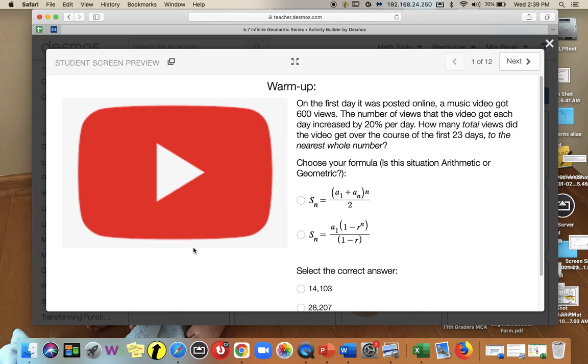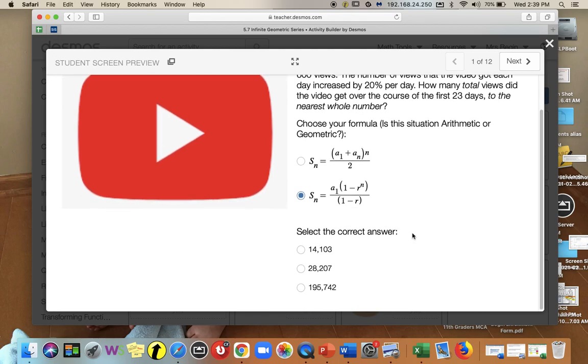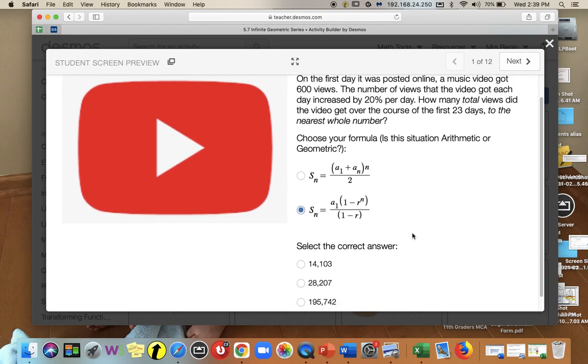And since it's increasing by a percent per day, it will be a geometric situation. And so if you recall the two formulas for finding the sum, the geometric one has the ratio. So it's going to be the second one right here. And then it says select the correct answer. Let's set up the formula.